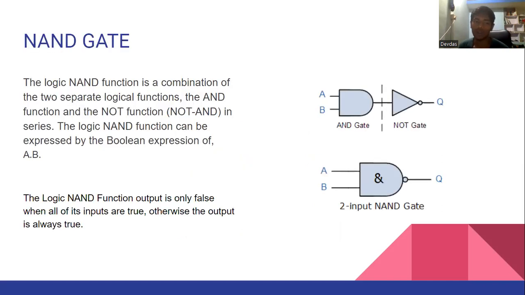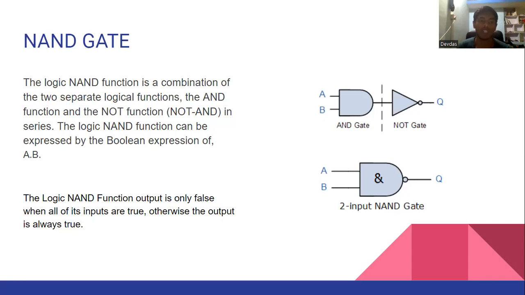NAND gate. To simplify, let's say it is a combination of NOT and AND gate. So NOT and AND. Let's take an example, 0 and 0. We give both inputs as 0, and the output should be 0, but we get the complement of 0, which is 1. So we'll read the definition and move on to the explanation. The logic NAND function is a combination of two separate logic functions, the AND function and the NOT function. As I said, it's like a combination of NOT and AND.